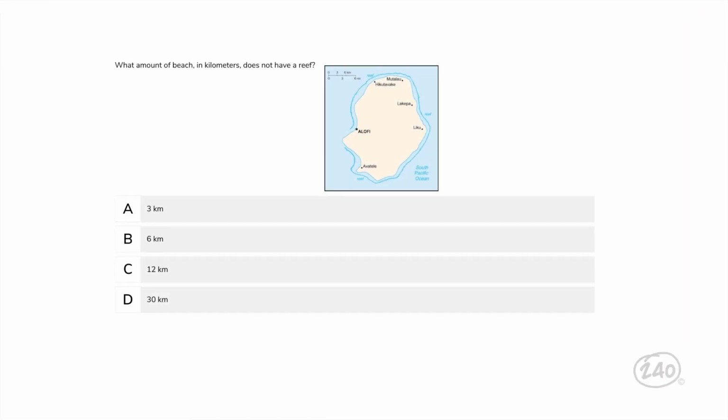All right, one more. Remember when I told you we practice answering a question about a map? That time is here. What amount of beach in kilometers does not have a reef? Notice that this map has a scale included. The perimeter of the island has a blue line around it labeled reef, except for the left side near Alofi. This region is about the same length of the scale marker, which is 6 kilometers. So a 6 kilometer long stretch of beach near Alofi has no reef.